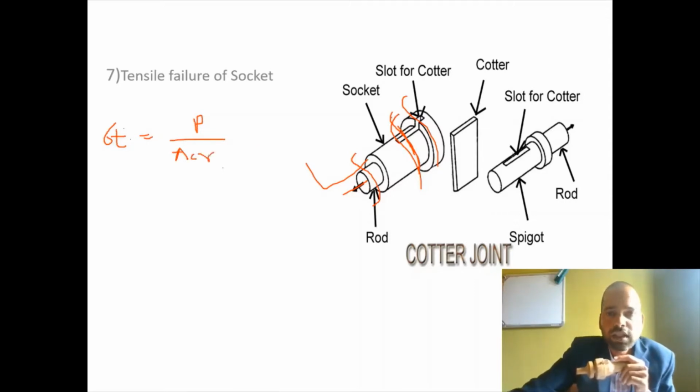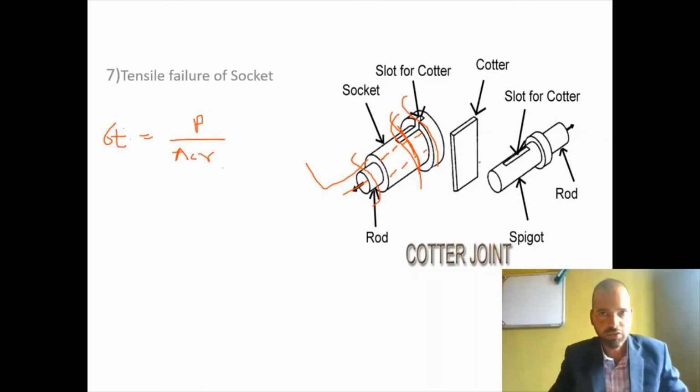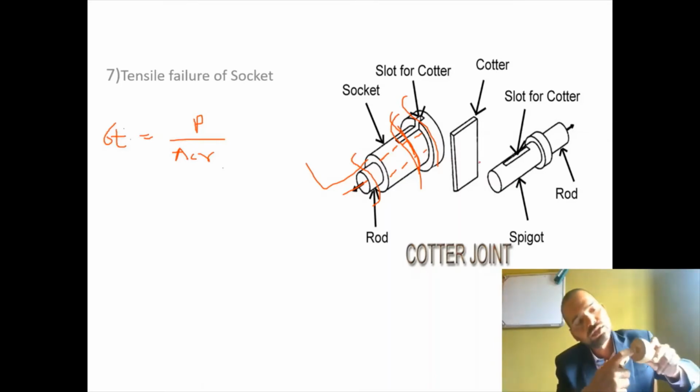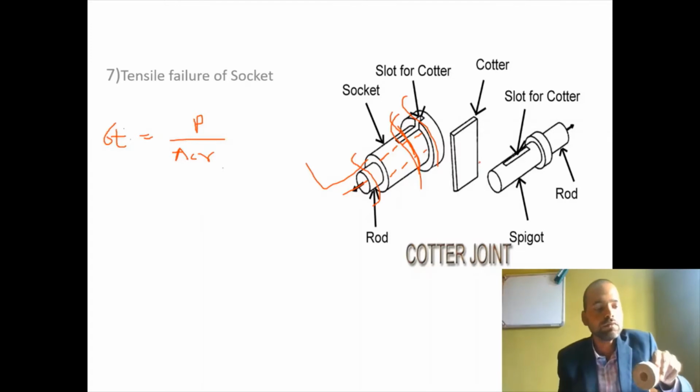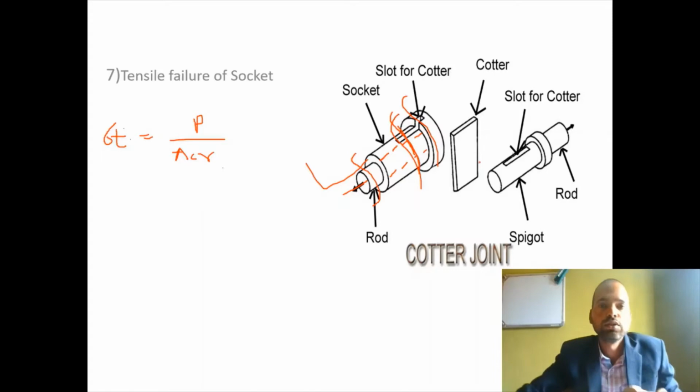Now what is the cross-section at this point? Let's assume the socket has some hollow portion to insert the rod, right? Remember that while drawing the cross section. This is the hollow portion which is available beyond the slot made for inserting the cotter. So if we cut this portion at the slot for tensile failure, what will be the area under the tensile failure?